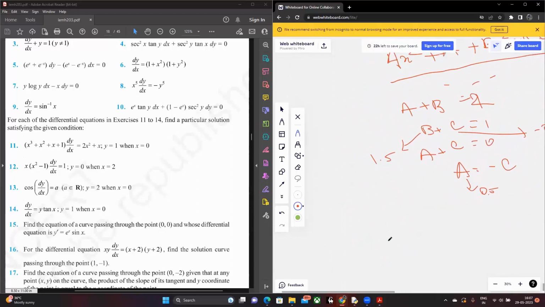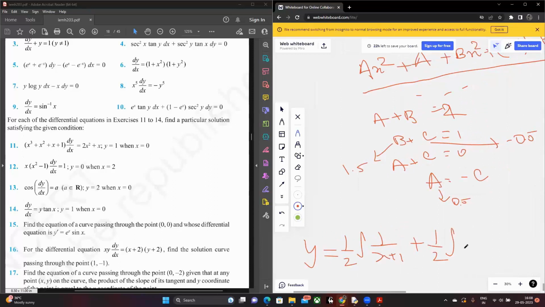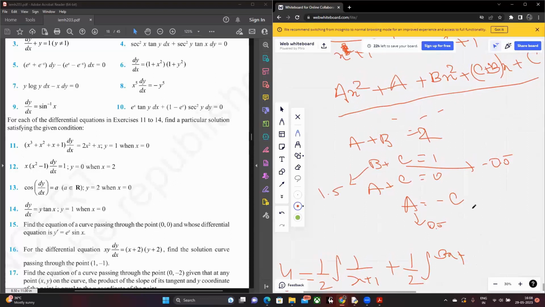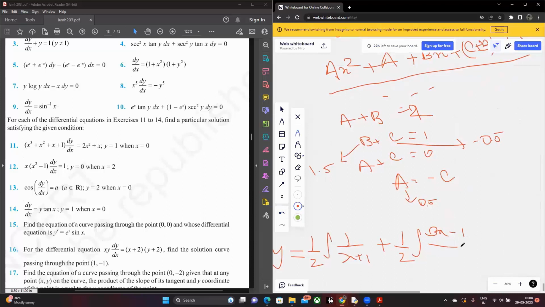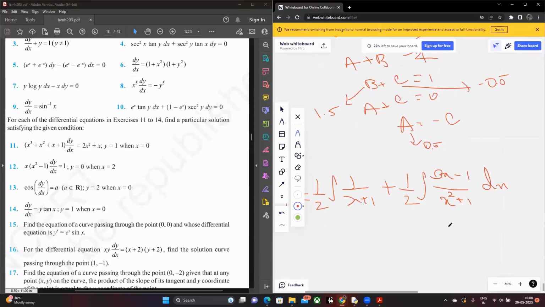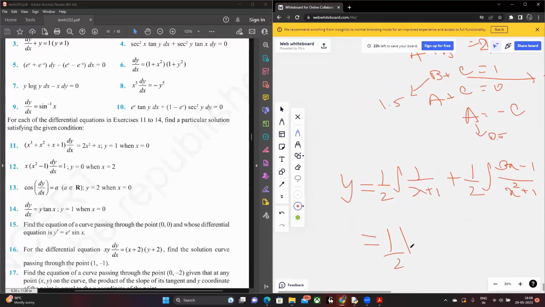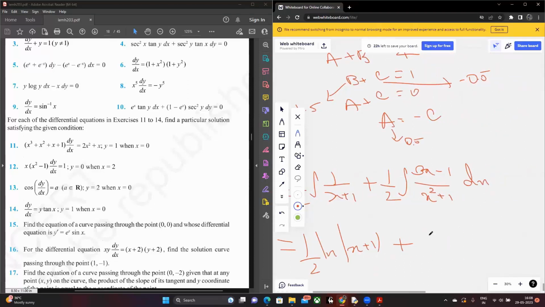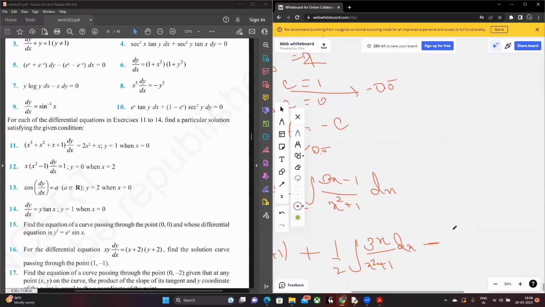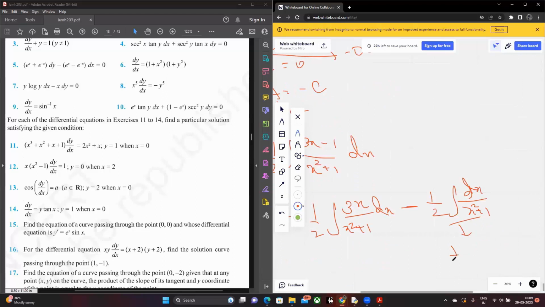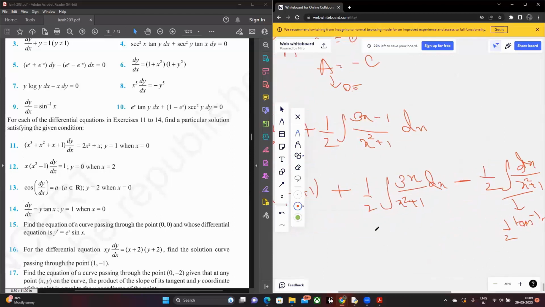So you basically have y equals half integral 1 by x plus 1 plus half integral (3x minus 1) divided by x squared plus 1. Give me a moment. So this is basically half ln mod x plus 1, and this is half of integral 3x by x squared plus 1 dx minus half integral dx by x squared plus 1. This is basically half of tan inverse x, right? So I don't need to worry about this further. The only problem is this.